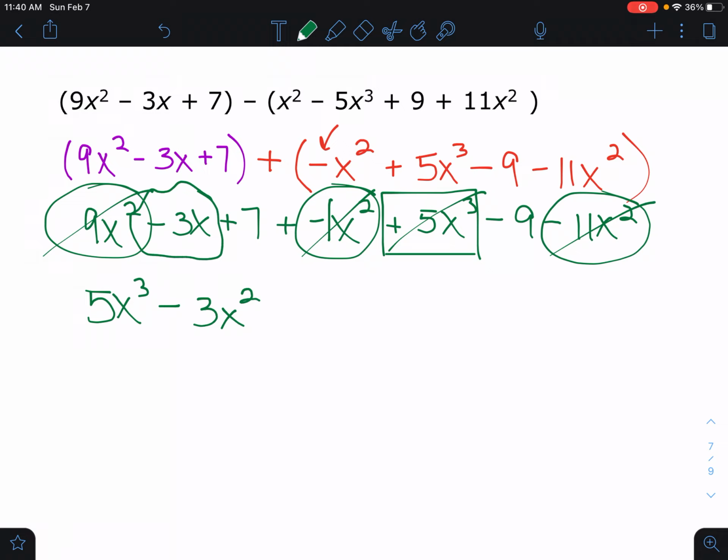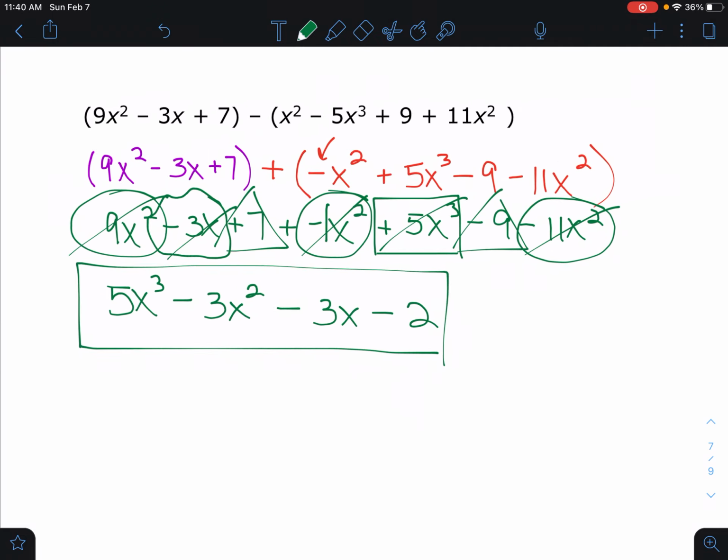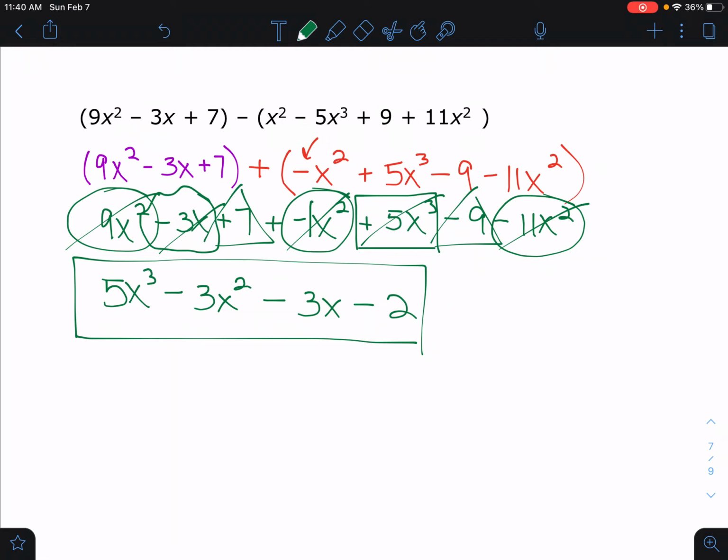So now I have negative 3x. I don't see any other x's, so minus 3x. Cross that out. And now I have 7 and negative 9. So 7 minus 9 is negative 2. Okay. Now, lastly, I want to make sure that my answer is in standard form here. Highest degree to lowest, it is. So I am good. And that is my answer. That's about as complicated as you're going to see. So if that makes sense, you should be good.